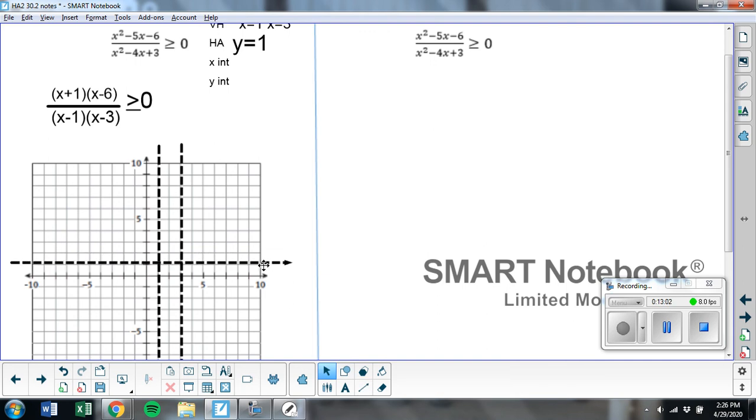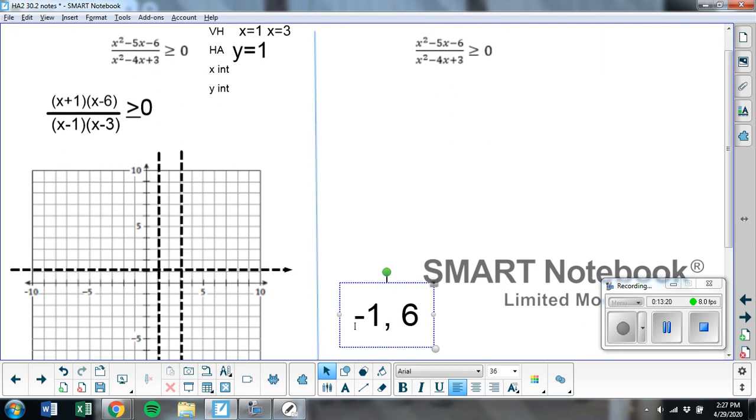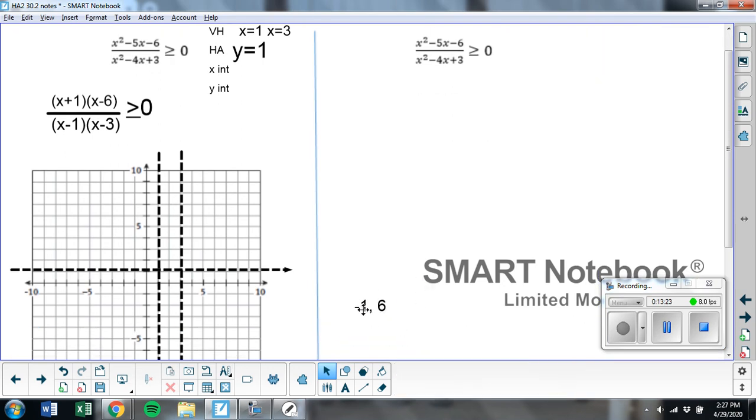Now I'll go ahead and find the x and y intercepts. Remember, set y equal to 0 for the x-intercept, set x equal to 0 for the other intercept. I'll go ahead and tell you what those are after you find them. Your x-intercepts are -1 and 6. So let's plot that. -1, 6. And then our y-intercept is -2.